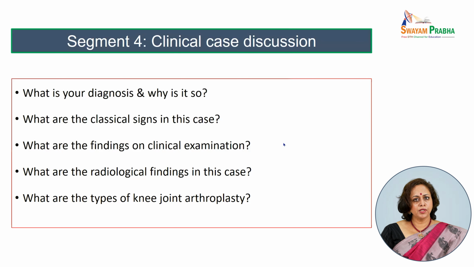He can do the fluctuation test and the patella tap test for joint effusion, and he can take an X-ray also. On an X-ray he will see diminution of joint space, osteophytes will be seen at the bony margins, so he can make a clinical diagnosis of osteoarthritis of the knee joints. So radiological findings, as I said, osteophytes can be seen, diminution of joint space and deformity of the joint like the genu varum. Then the last question is, what are the types of knee joint arthroplasty?